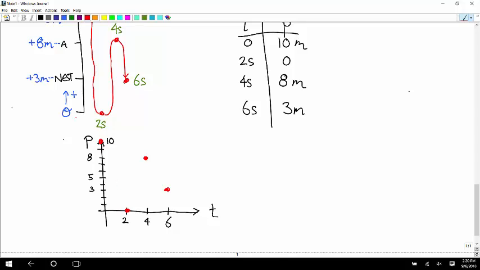And like I said before, if you want to just draw straight lines between them, that's fine with me. It would be some kind of shape like this if you knew everything going on in between. But we're not given that much information. Okay, so that's the answer to part A. But now we want the displacement.